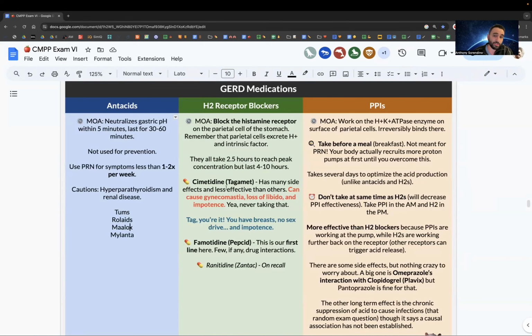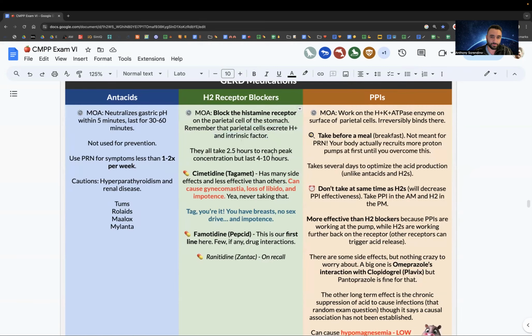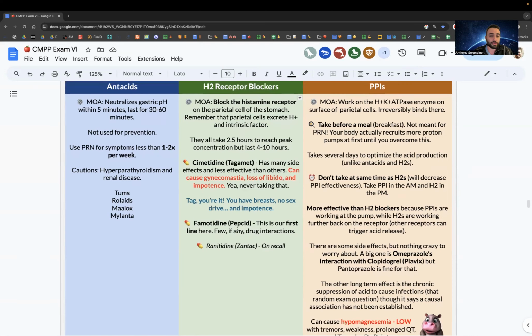Okay. Now onto the H2 receptor blockers. So this is your famotidine. Pepcid is probably going to be your most popular, and then cimetidine, Tagamet. So the MOA here, these block the histamine receptor on the parietal cell of the stomach. There are other receptors as well. So this doesn't block the entire cascade, but it blocks one of them. So it's going to stop the secretion of acid. All right, they take about 2.5 hours to reach peak concentration, but they'll actually last for about 4 to 10 hours. So that's pretty good. So yeah, Pepcid, really nothing crazy. That's our first line. There's few, if any, drug interactions.